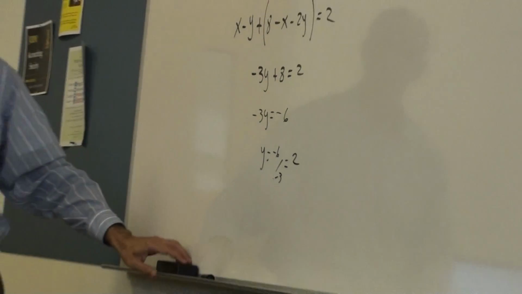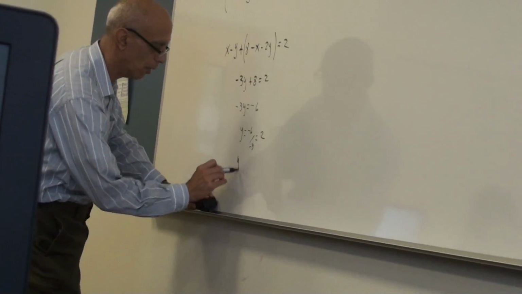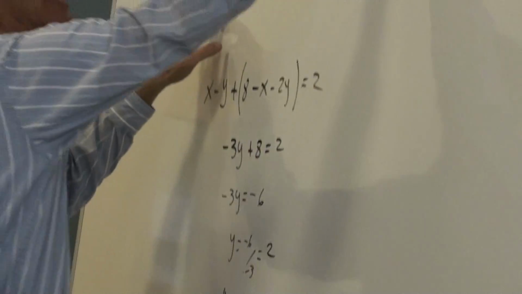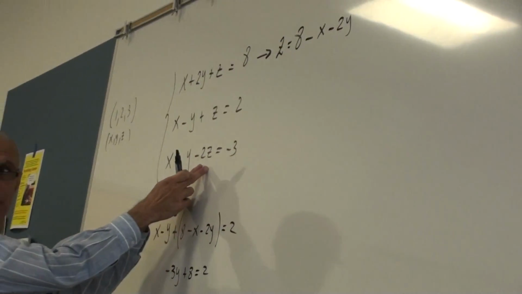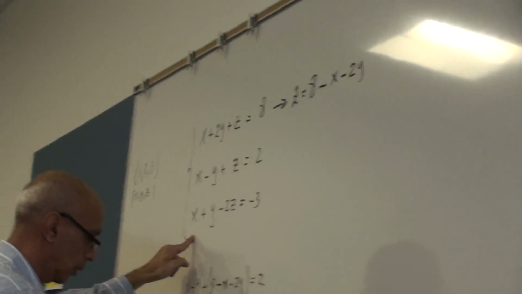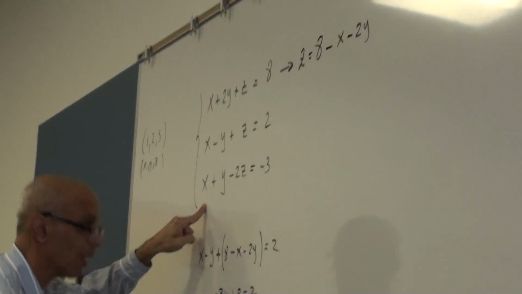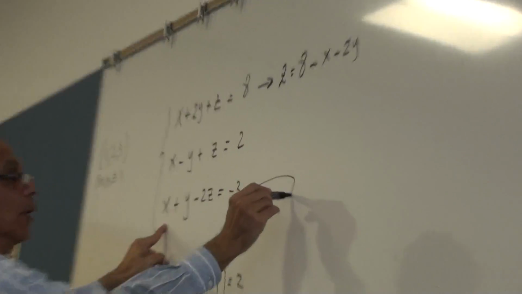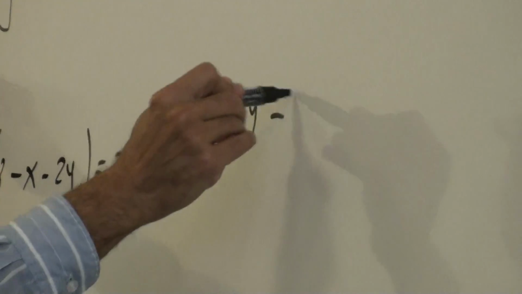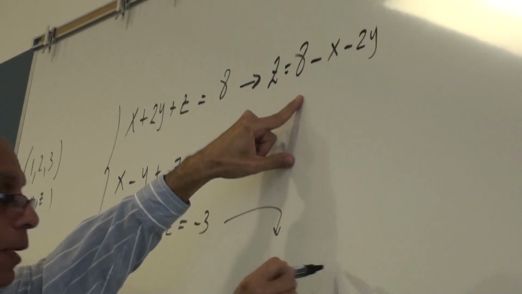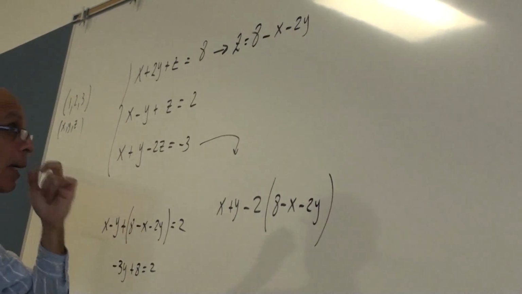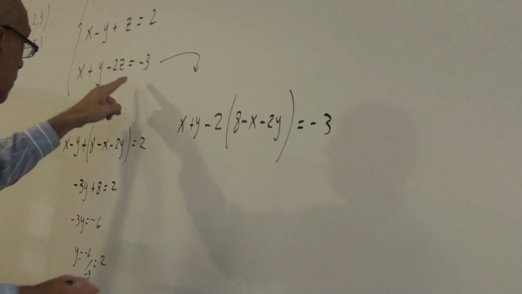You see that? So this is the first equation that I have here. y equals 2. Okay? Now, let's do the same. Let's plug this here in the other equation, and let's see what's going to happen. So this is one thing that we got. Now, let's plug that one here. Okay? So it's going to be x plus y minus 2z. But z is this: 8 minus x minus 2y. Okay? And this is going to be equal to negative 3.